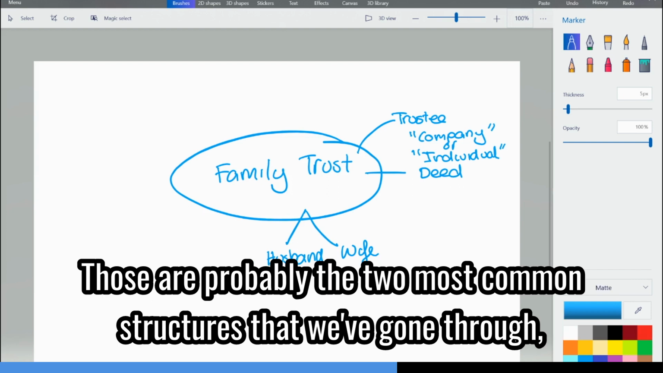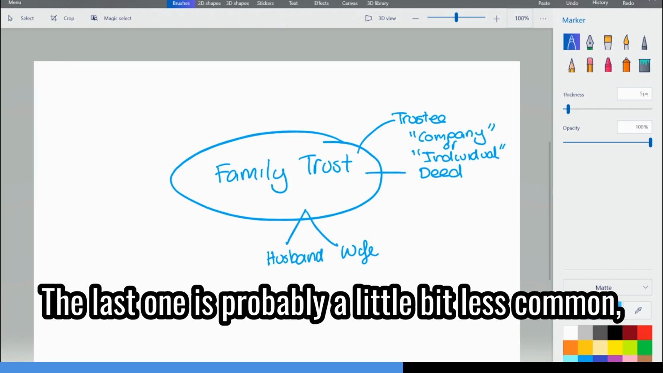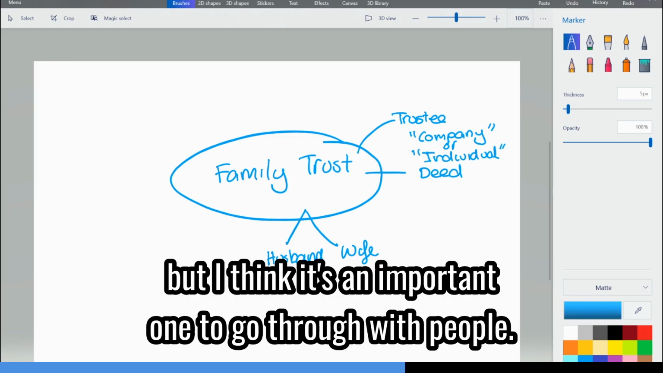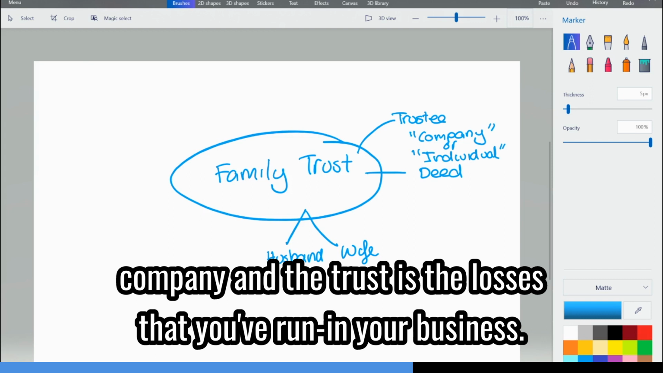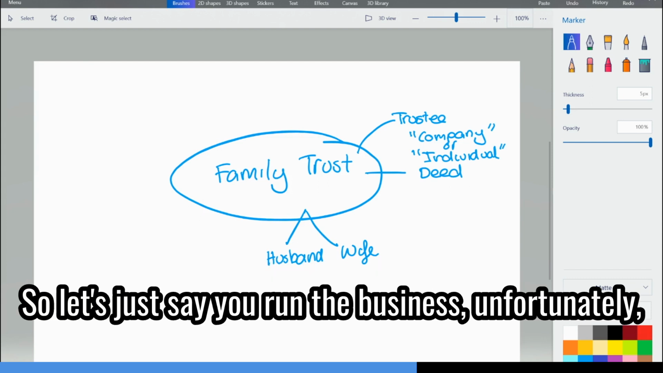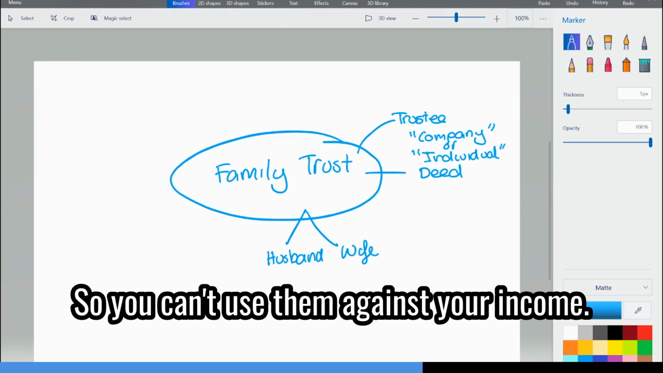Those are probably the two most common structures that we've gone through, which were the company and the family trust. The last one is probably a little bit less common, but I think it's an important one to go through with people. Now, the one thing I probably didn't cover before with the company and the trust is the losses that you run in your business. So let's say you run the business and unfortunately you run a loss, and those losses get stuck in the business. So you can't use them against your income.